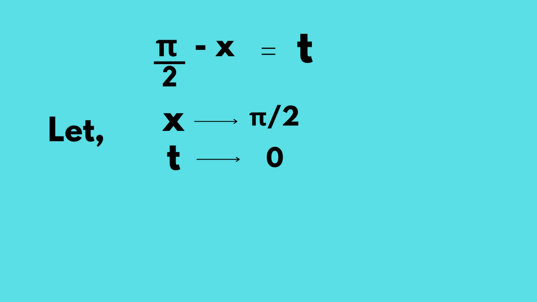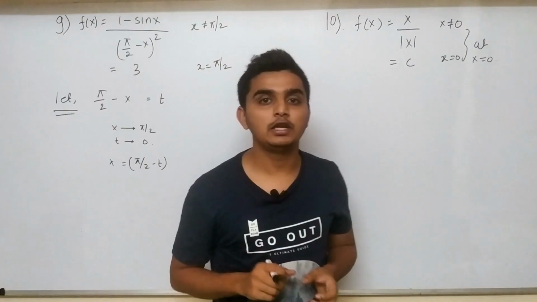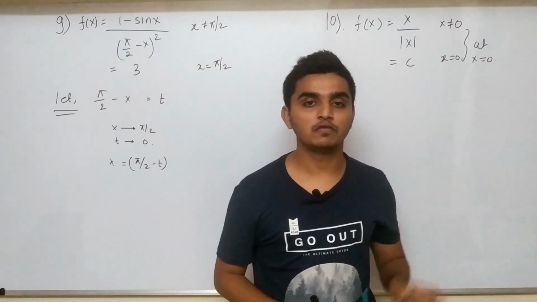And what can be termed as x? Well, x is nothing but, if you add x on both sides, we can subtract t, which gives pi by 2 minus t, right? So now where do we have x? Either we have to get the equation completely in the form of x or completely in the form of t.